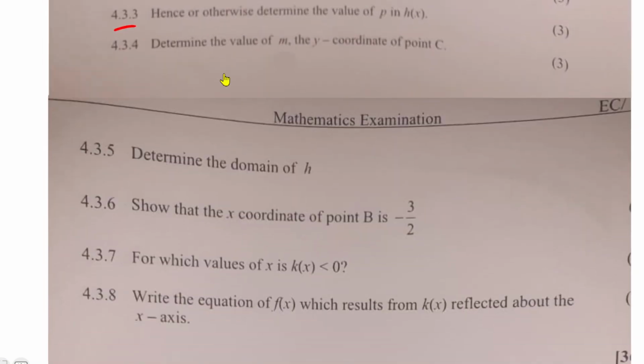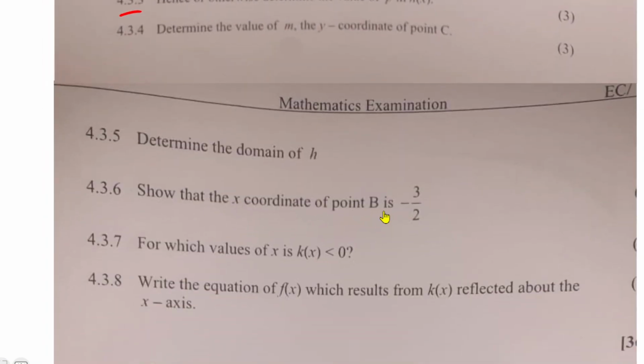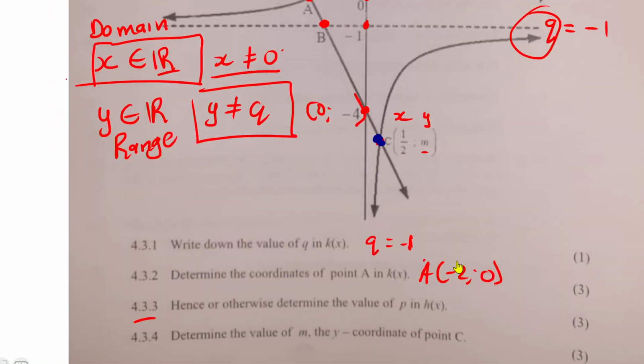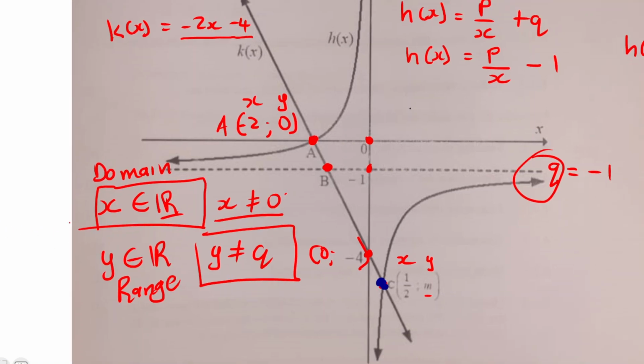The next question says, show that the coordinates of point B is negative 3 over 2. Where is B? Here is B. So we have to show that the coordinate of this point B is negative 3 over 2. Now remember, we said B is a point on the straight line, and that point is cutting the asymptote. So we have to prove that the point is negative 3 over 2.